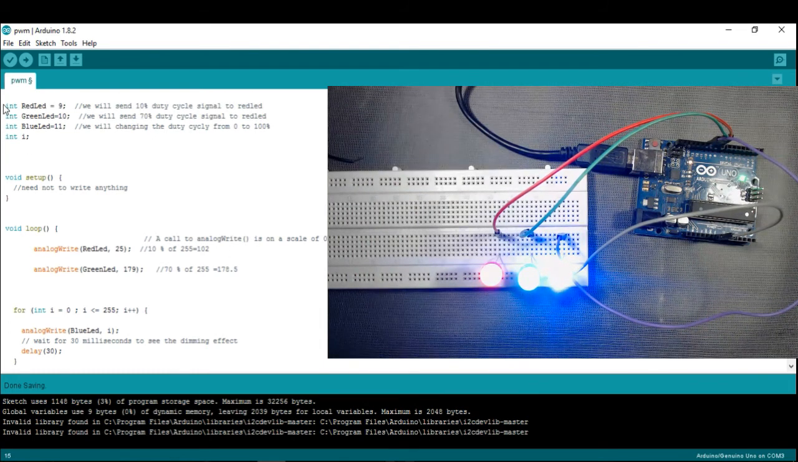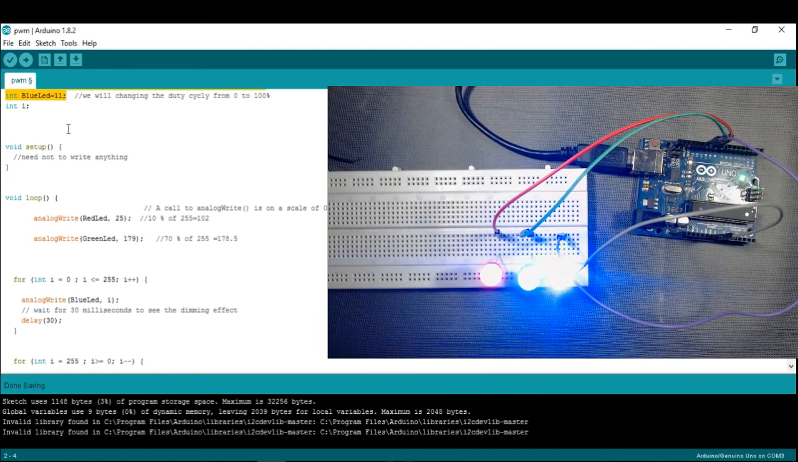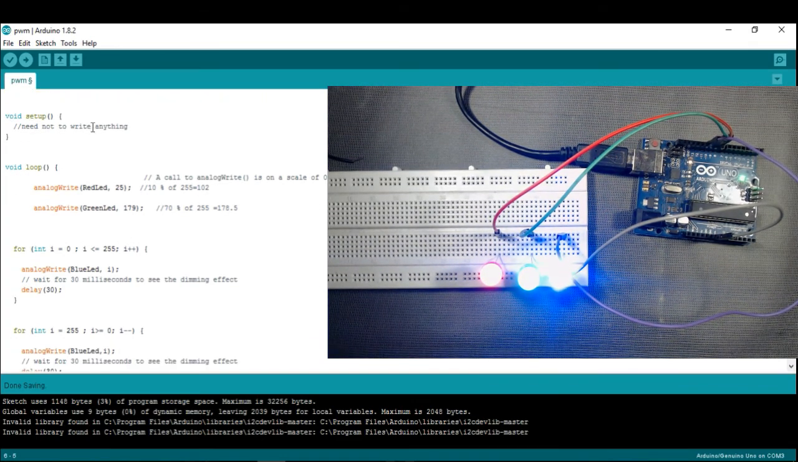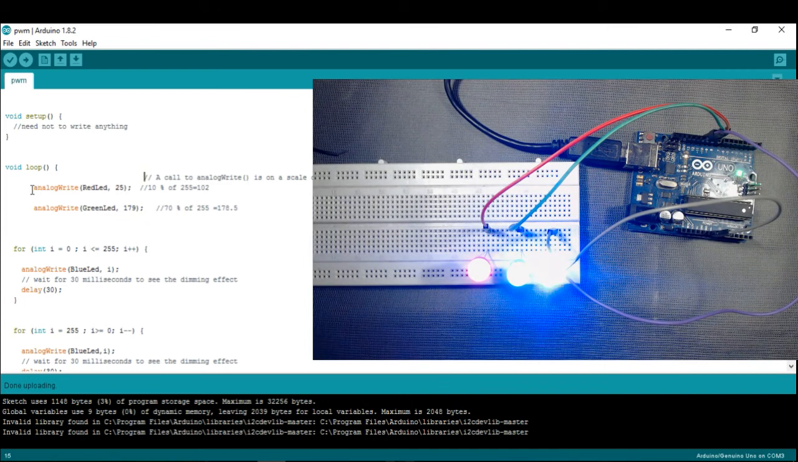So in the code, it is written like this. We are using one integer variable for changing the PWM value. We have to use the analogWrite function for generating PWM. A call to analogWrite is on a scale of 0 to 255. That means if we write analogWrite with the pin number and write 0 here, that means 0% duty cycle. If we write analogWrite red LED 255, that means 100% duty cycle.